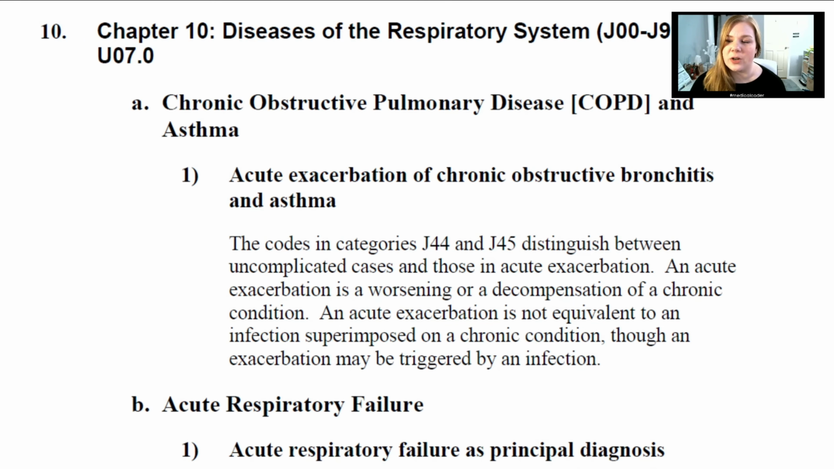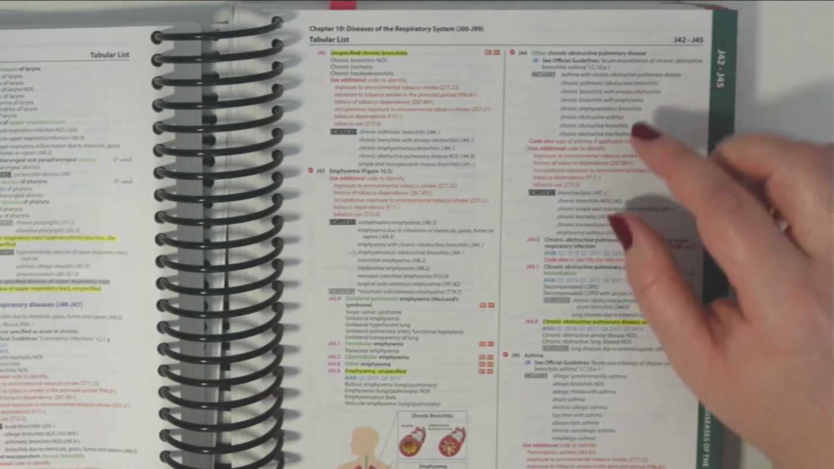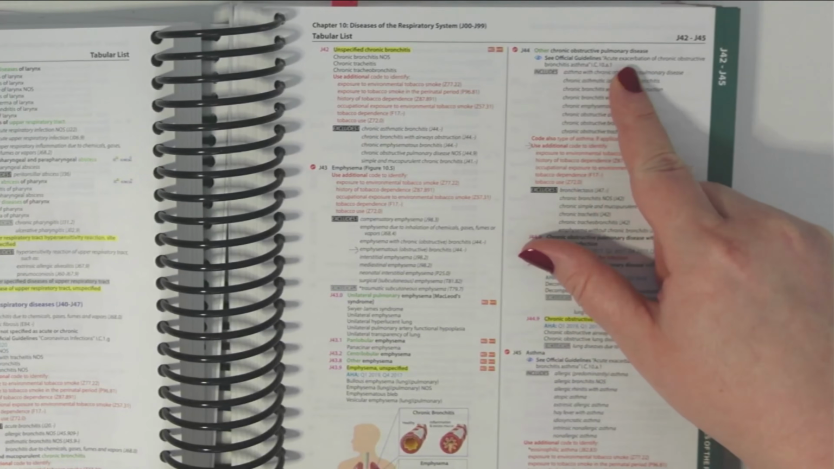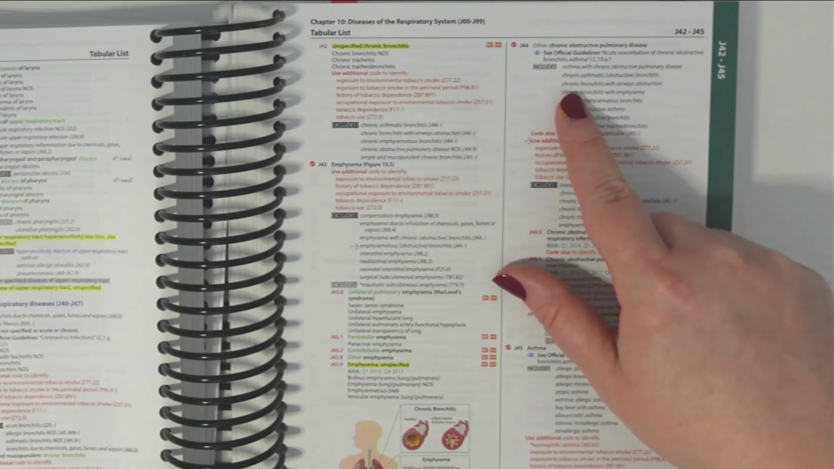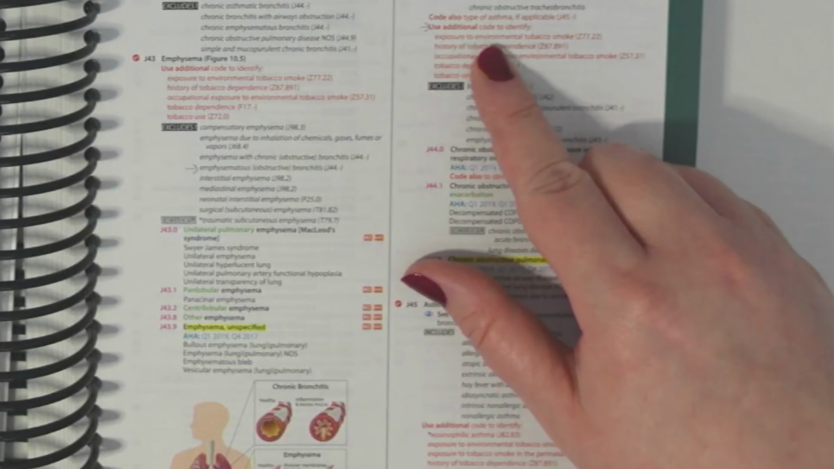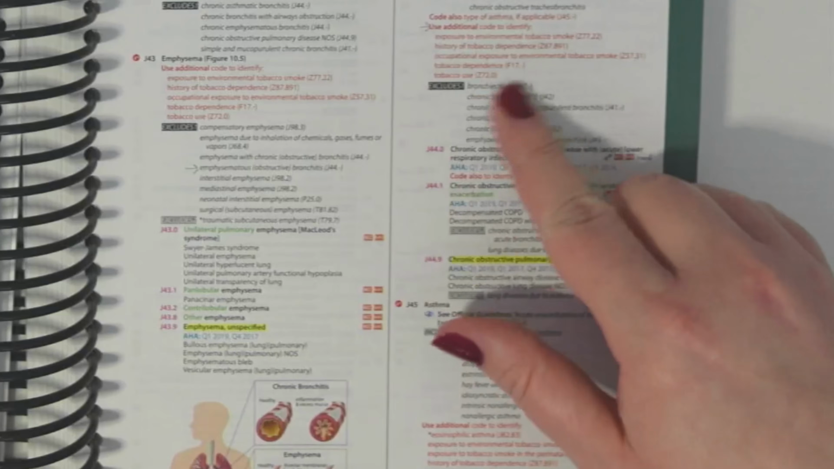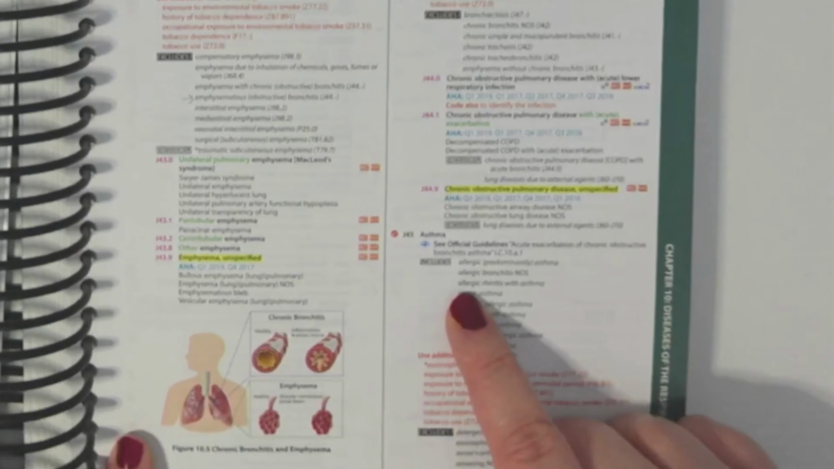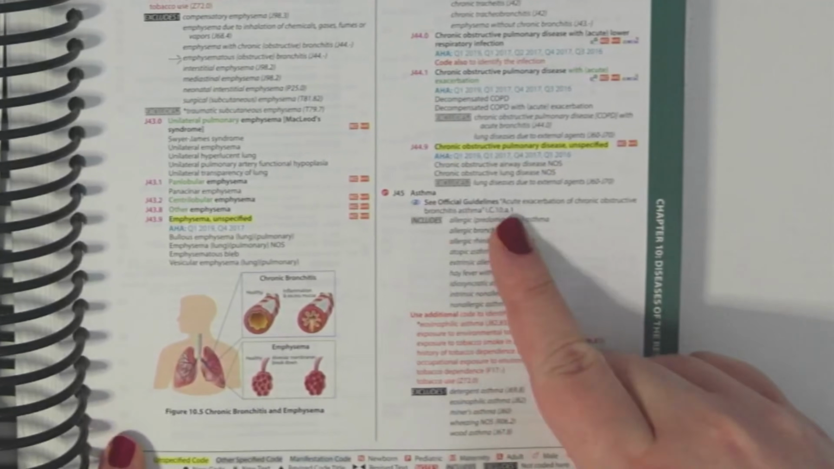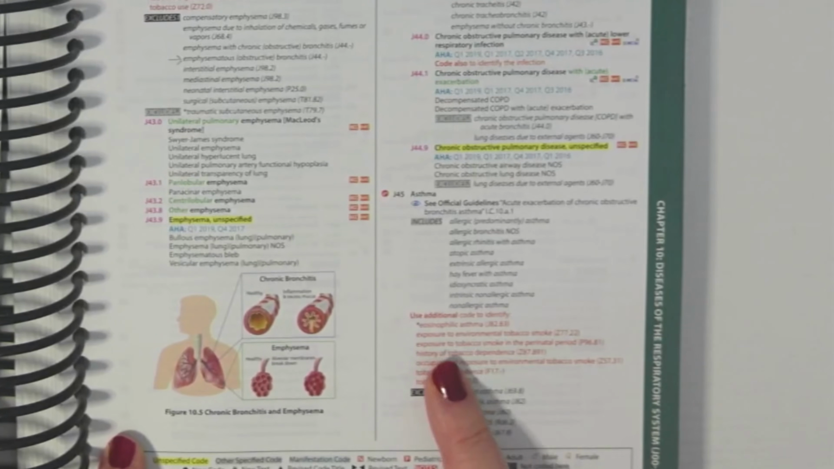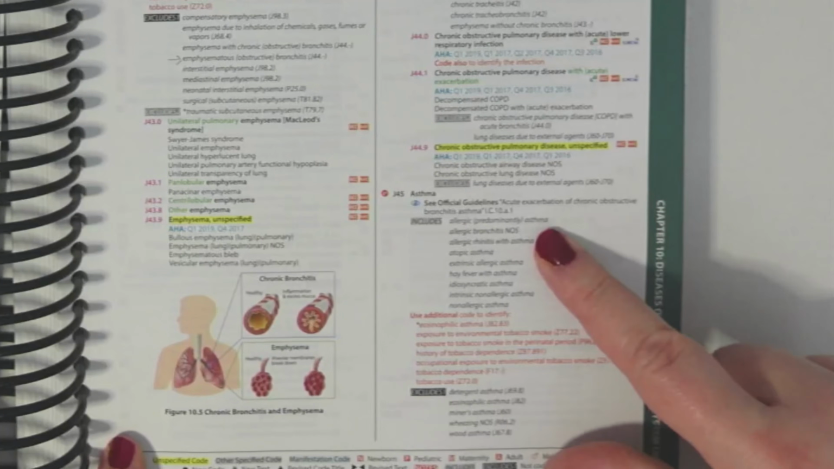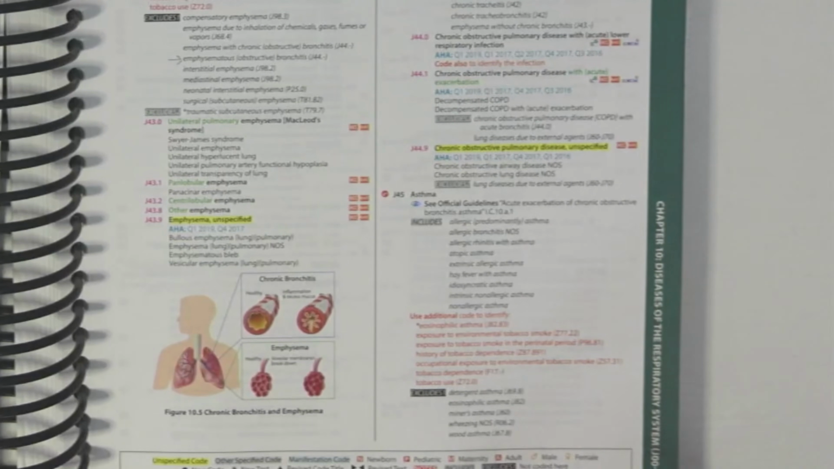An acute exacerbation is not equivalent to an infection superimposed on a chronic condition, though an exacerbation may be triggered by an infection. If you check out your J44, you can see it says other chronic obstructive pulmonary disease. It references the guidelines, and then it does include here the use additional codes to identify if there's tobacco exposure, etc. And then down here we have our code for asthma. Same thing: use additional codes to identify if there's tobacco use, history of tobacco dependence, etc. And pay close attention to the includes and the excludes notes here on your asthma coding.